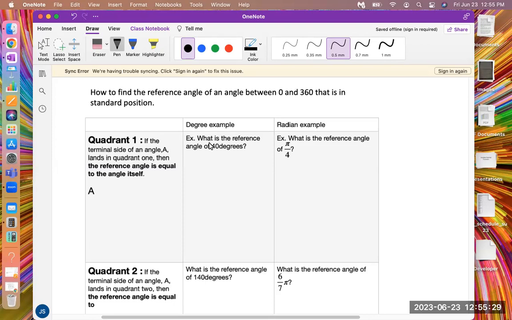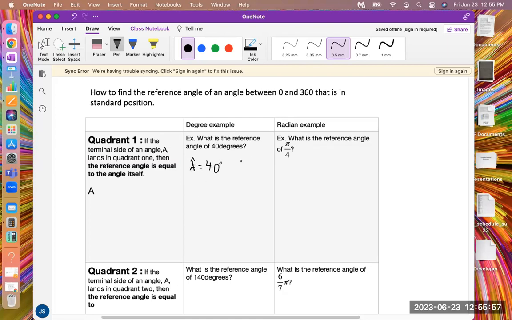For example, what is the reference angle of 40 degrees? 40 degrees. That's your answer. The reference angle is often written by putting a little hat on the original name of the angle. So the reference angle, this hat A, is equal to 40 degrees.